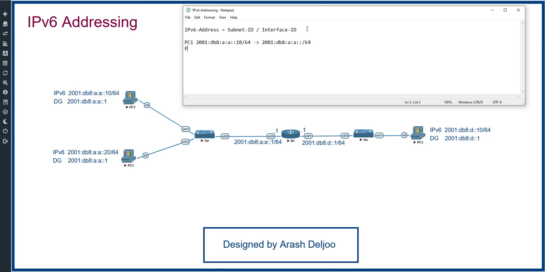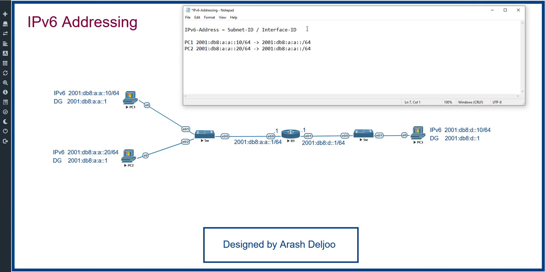And about PC2, the IP address of this system is 2001:DB8:A::20/64. Because of that, we can find that the subnet ID of this PC is 2001:DB8:A::/64.